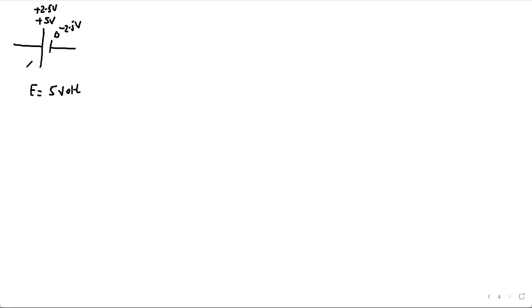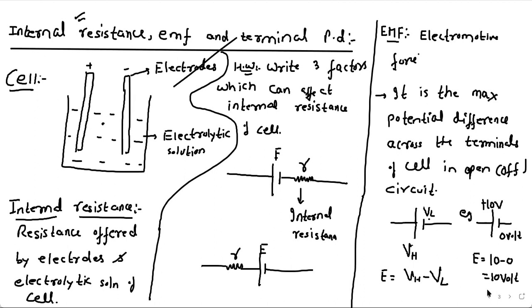Or this could be at 3 volt, this is at minus 2 volt. When you take difference, this is 5 volt. You can take any of the possibility. All possibilities are correct. Is it clear? Yes, sir. So EMF is the maximum potential difference across the terminals of the cell in open circuit. That's EMF. Note it down. Then we will see what do we mean by terminal potential difference.